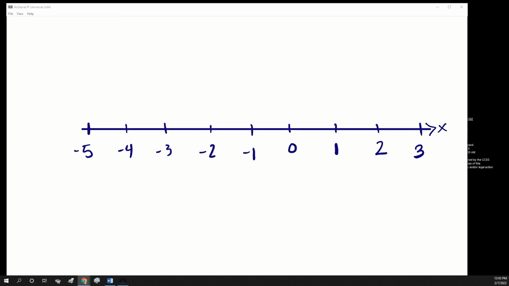All right, where's my y-axis going to go? 0. Oh, let me try that again. All right, there we go. Okay, what do I need to label on my y-axis? 2 and -2.